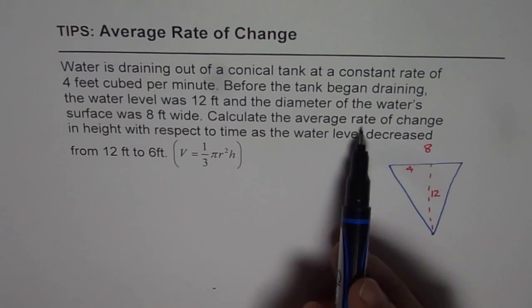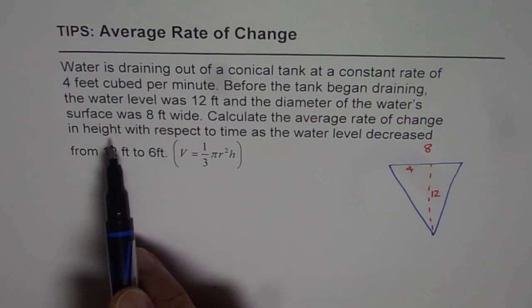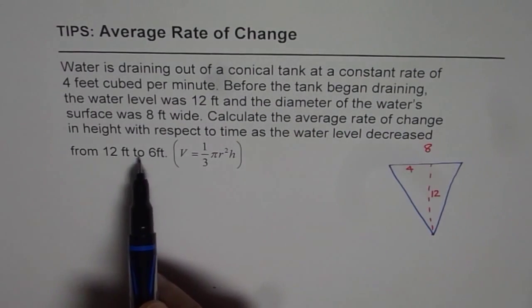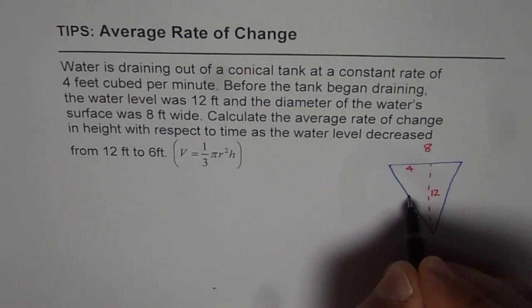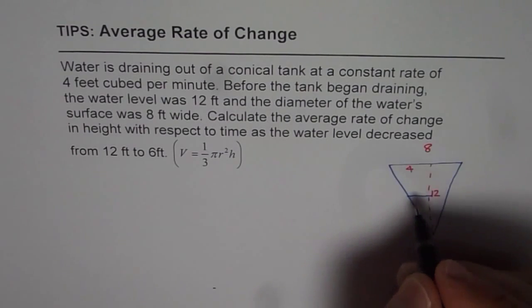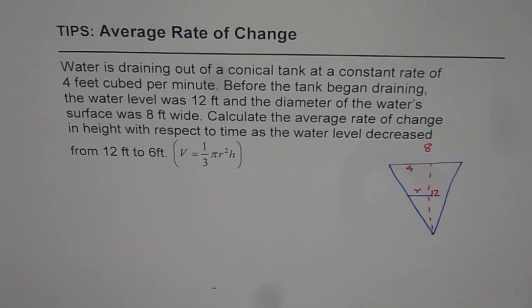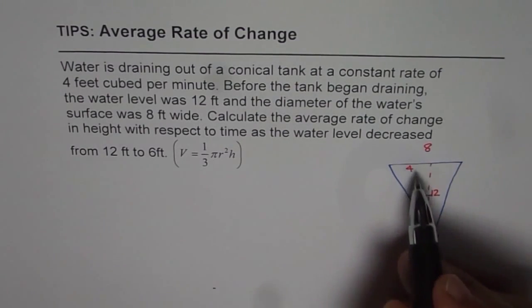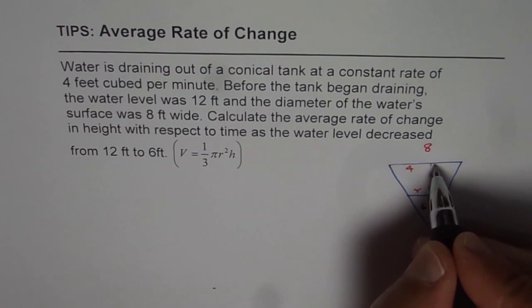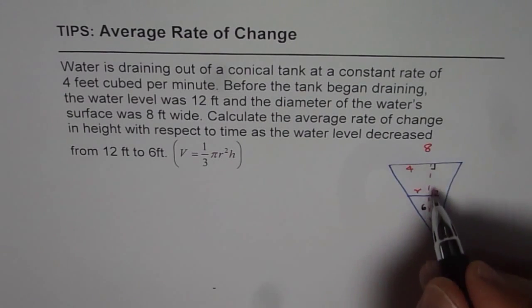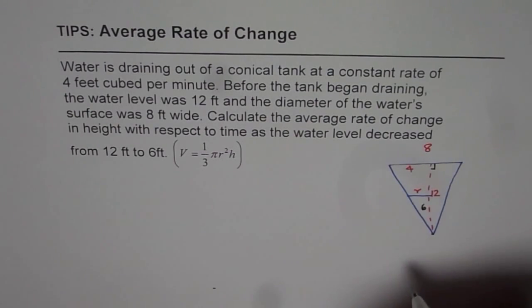We need to calculate average rate of change in height with respect to time as water level decreased from 12 to 6 feet. So let us say the height is 6 feet. Let's say this is the position. At that time, what is going to be the radius? So this is one more thing which we need to calculate when the height is 6. Well, this is easy calculation. We can use similar triangles. The big triangle is similar to the smaller one.